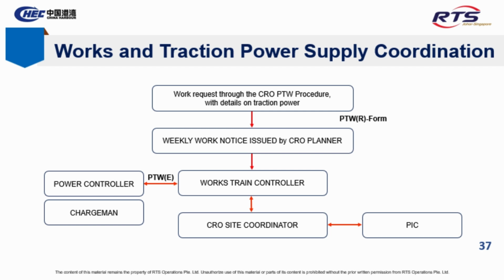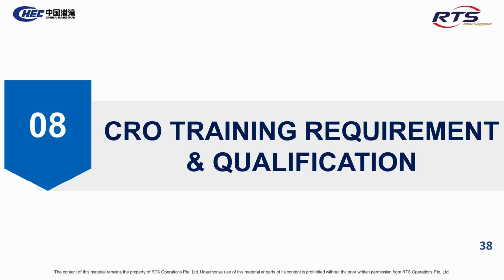The CRO planner issues a weekly work notice, which is reviewed and approved sequentially by the CRO site coordinator, controller, and senior controller. When traction power is involved, PTUPT is coordinated with the power controller and chargeman. The PIC must maintain active communication with the site coordinator throughout the process.